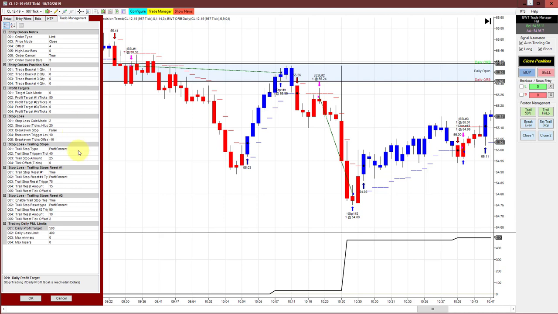So let's take a look at how this might be improved. So here, trailing stop at 40 ticks. So our first place to trail a stop is 40 ticks, then 75 ticks, then 90 ticks. This moved from the entry of 55.38 to a low of 54.90. This was 48 ticks.